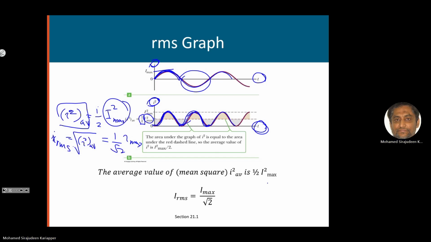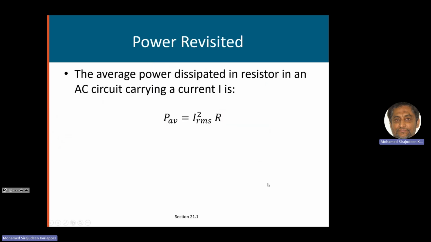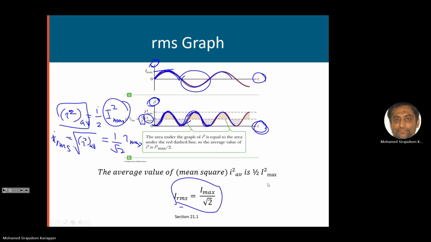So it is for the current. It is valid even for the voltage. So delta V RMS is equal to delta V max divided by square root 2. I showed it for the current, and it is the same thing for voltage, because they are related simply by the Ohm's law. It's just a factor. V is equal to I into R, R is a constant, so it is valid for the delta V as well.